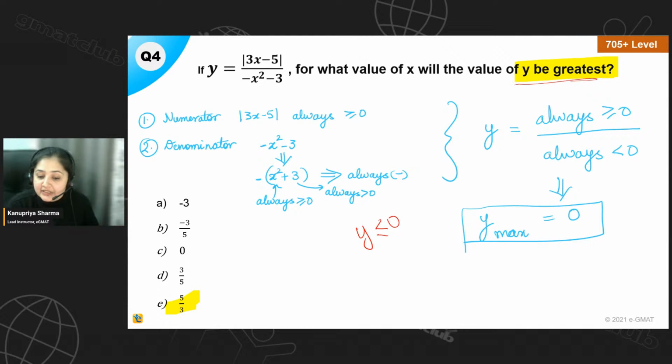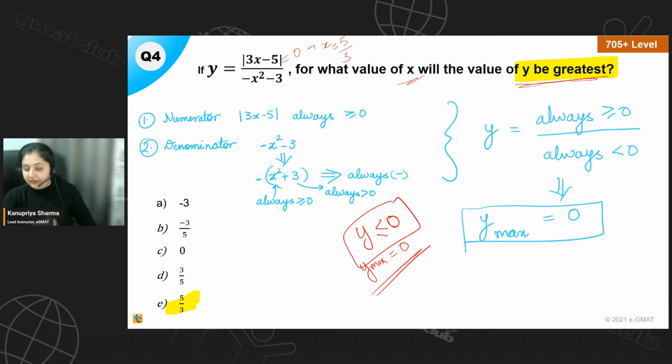Now the question is about the maximum value of y. From here, you can see that y max will always be 0. And if y max is 0, you need to find the value of x for which y will be 0. Then the numerator will be equal to 0, which means x will be 5 by 3. All right, is it clear now?